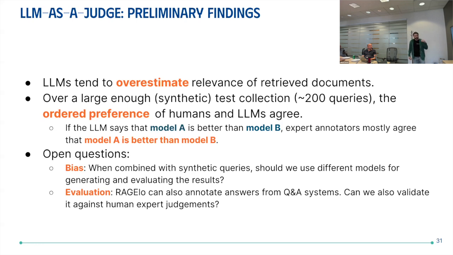So there are many open questions there. For example, if you are using a RAG system with GPT-4o to generate the answers, and then you also use 4o to evaluate, could there be some bias there in how the judge rates the answers?